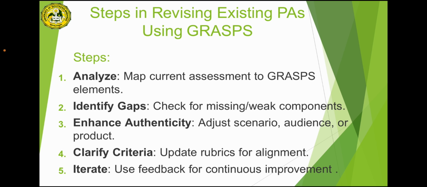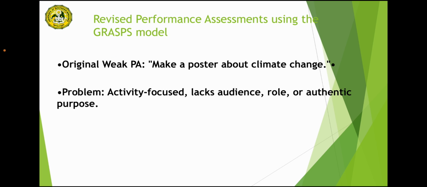So, steps in revising existing performance assessments using GRASP steps. One, analyze: map the current assessment to GRASP elements. Two, identify gaps, checking for missing or weak components. Three, enhance authenticity: adjust scenario, audience, or product. Four, clarify criteria: update rubrics for alignment. Five, iterate: use feedback for continuous improvement.